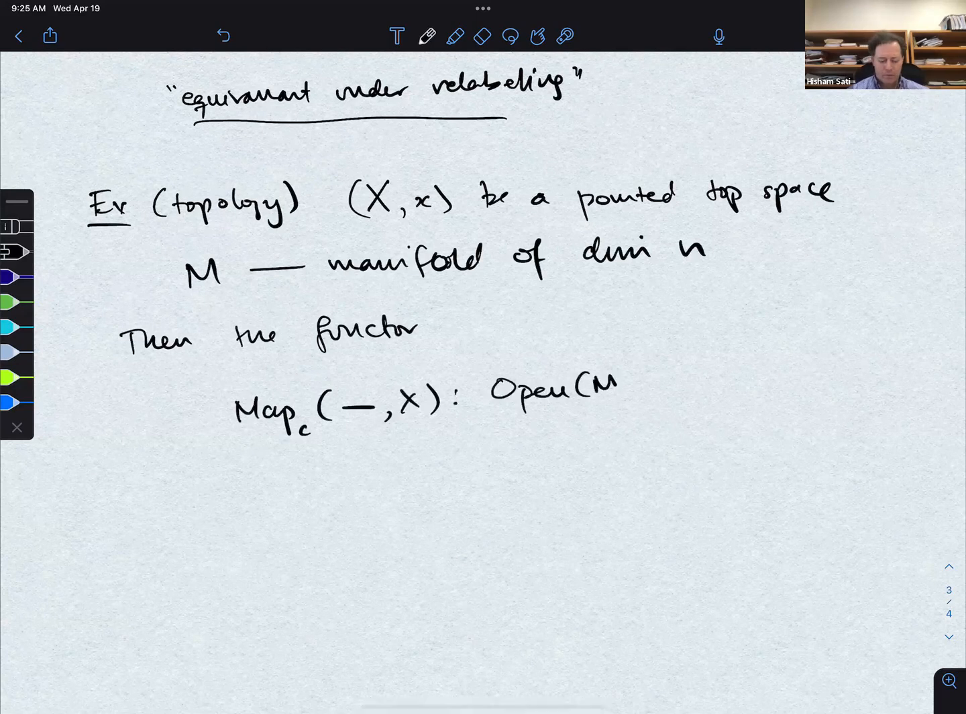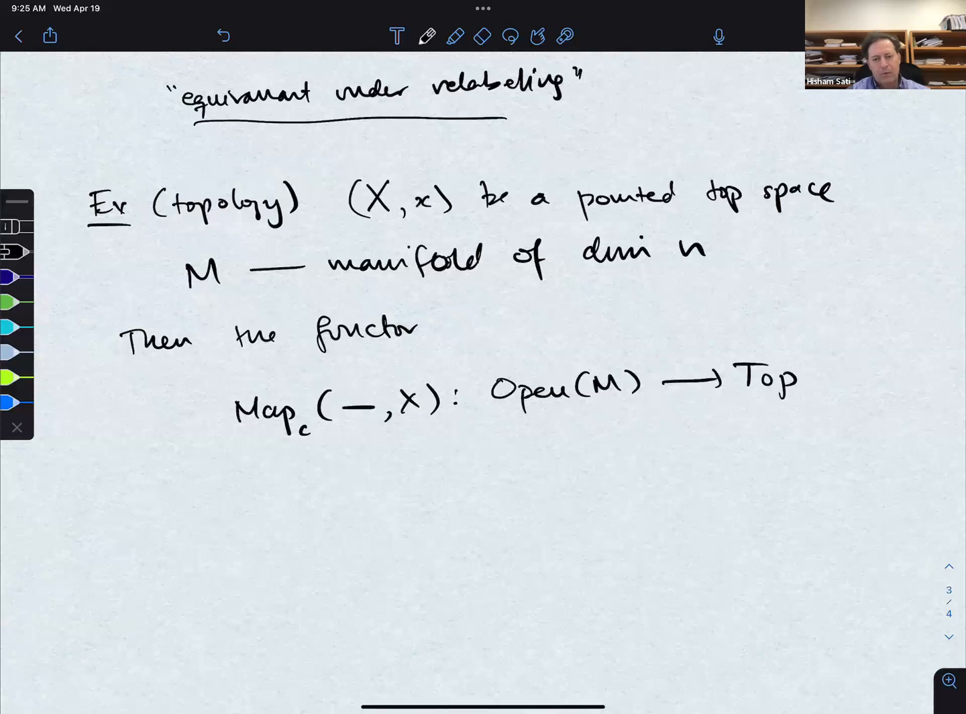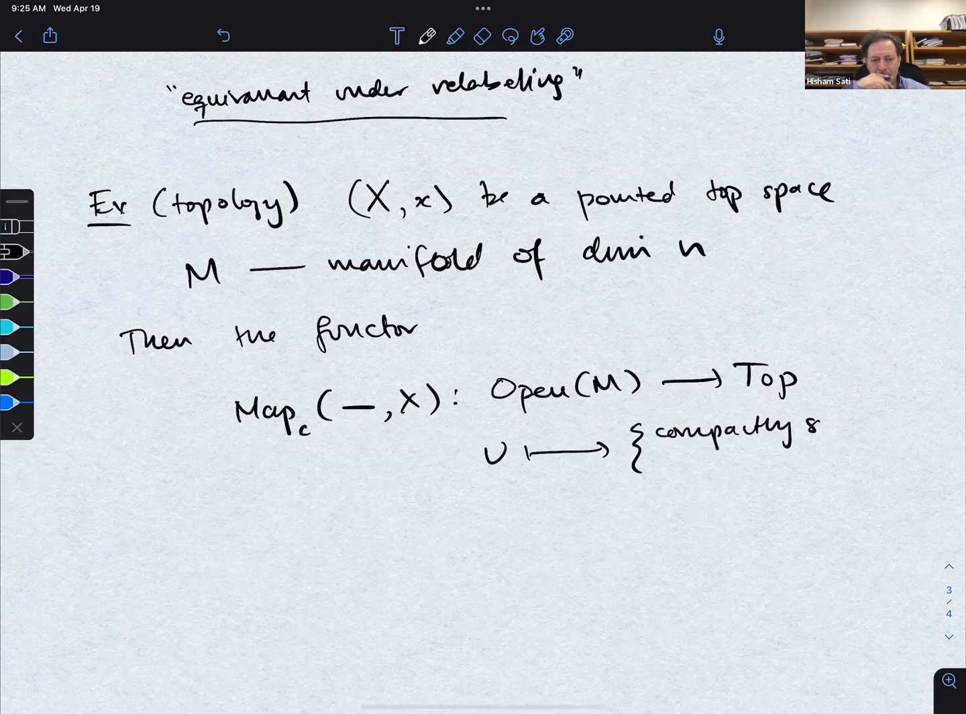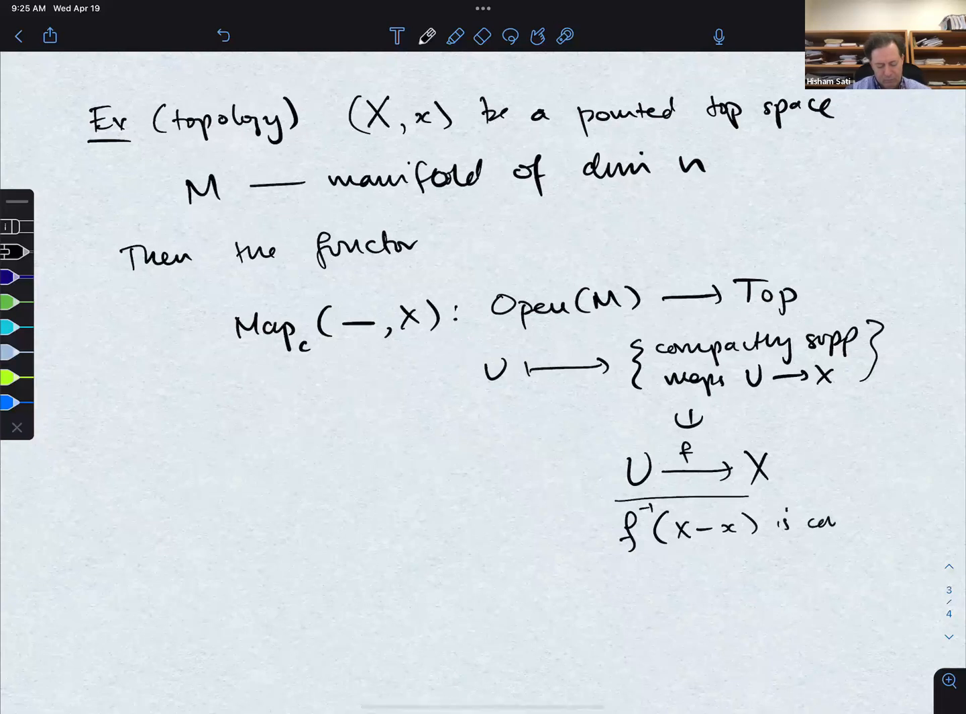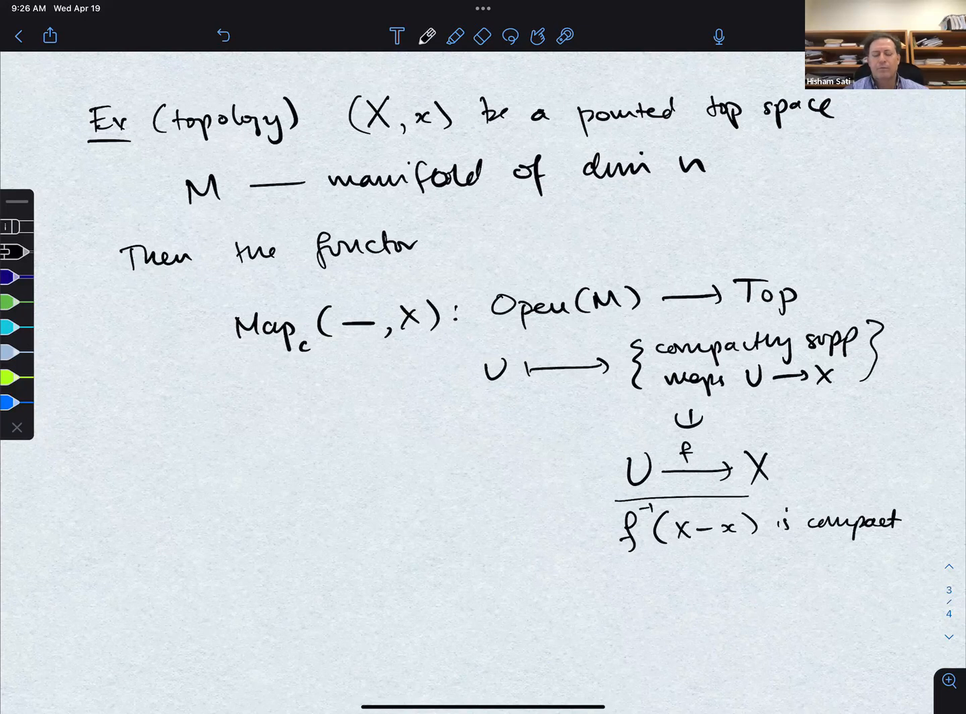I'll just describe what it does on opens in M. It goes to topological spaces. It sends U to compactly supported maps from U into X. What do I mean by this? I mean that f is a map into X, and the closure of the pre-image of X minus the base point is compact. If X were a vector space with the base point being 0, this is like saying it's 0 outside of a compact region. I think this is a fairly reasonable thing to study as a topologist, compactly supported maps.